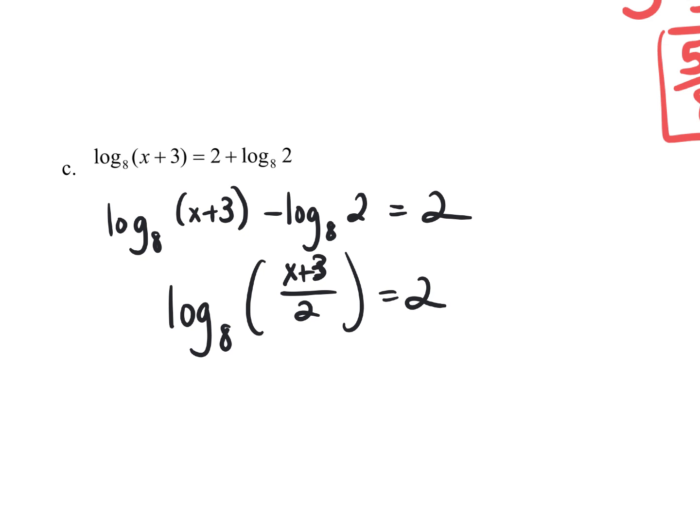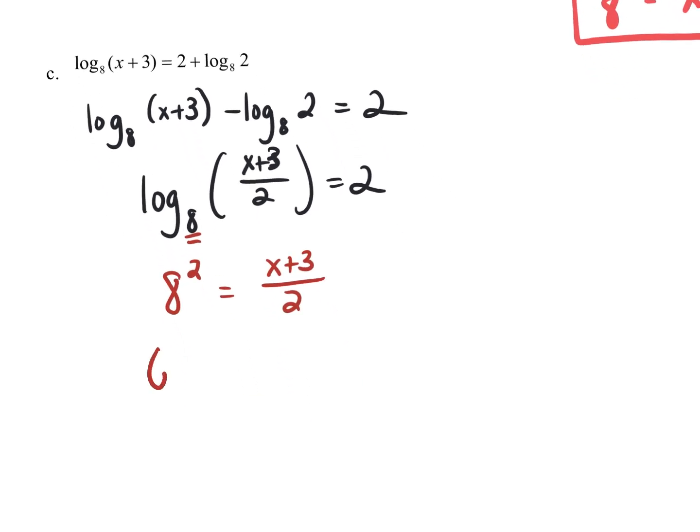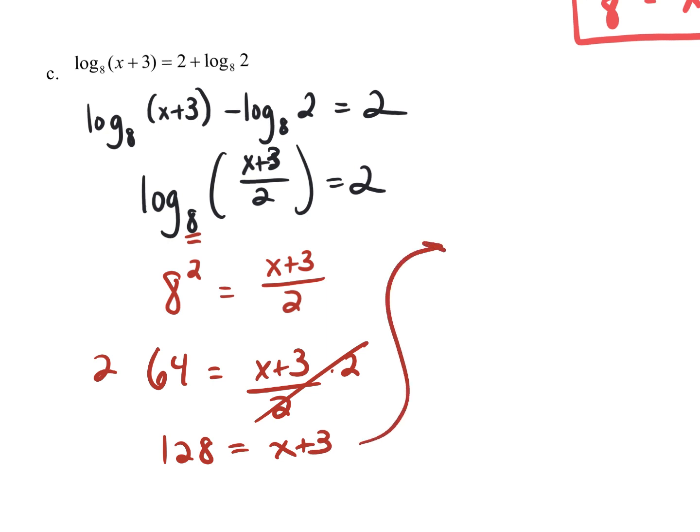And I can't cancel the log out because I don't have log on both sides, but what I can do is switch it to exponential. So it's 8 to the second power equals x plus 3 over 2. So that's 64 equals x plus 3 over 2. I would just simply multiply both sides by 2. So I'll get 128 equals x plus 3. And then just subtract 3. So x is 125.